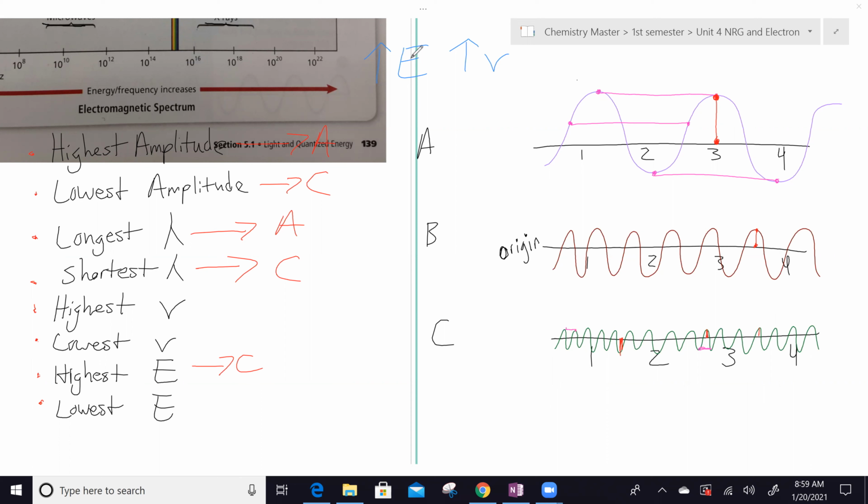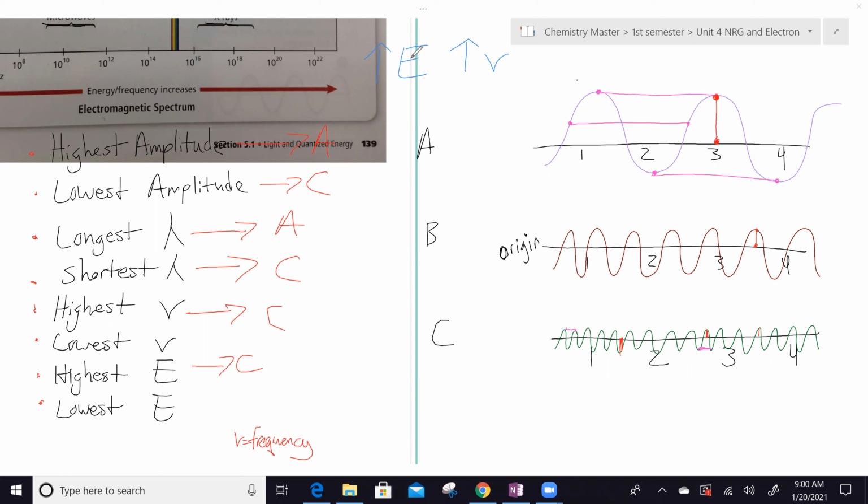All right, Posey, you got one for me? What does the V mean? The V is frequency. The highest frequency would be C. Very nice. V is frequency. And Posey said highest frequency is C, and he is correct. There's a whole lot more squiggly lines, or waves that are passing per second.